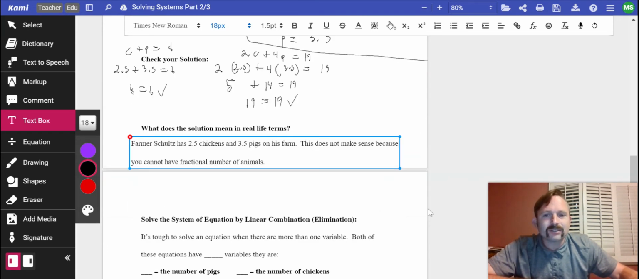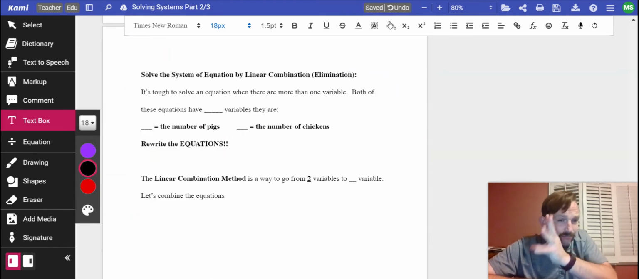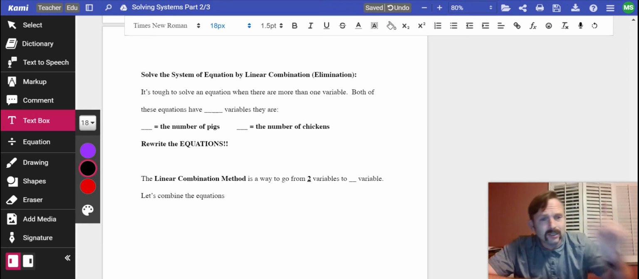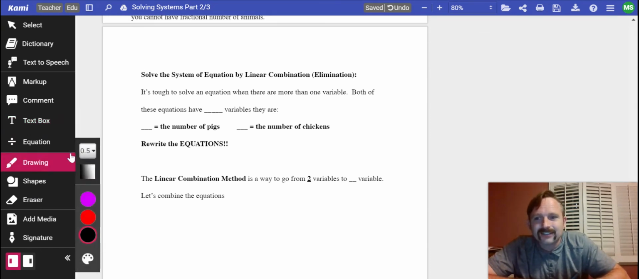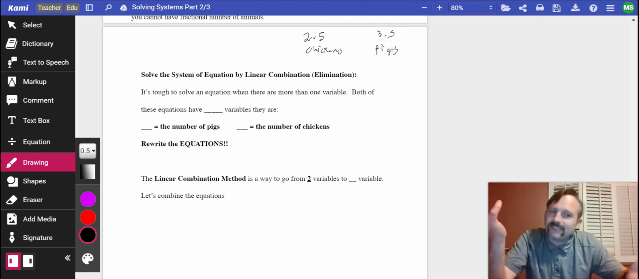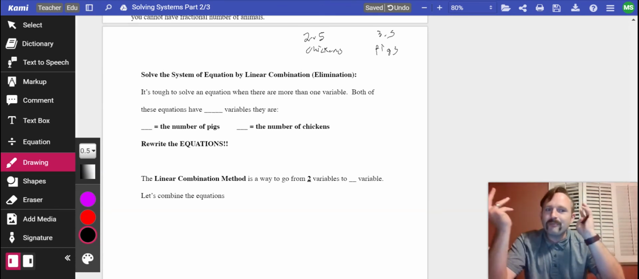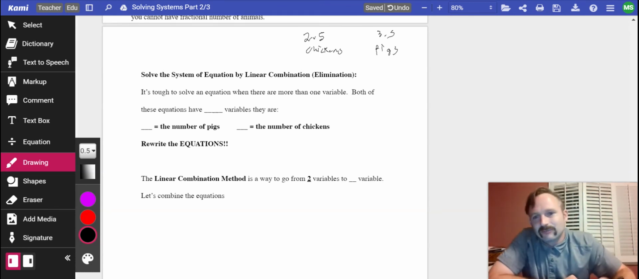So now we have to solve a system of equations by linear combination. So we're going to solve this problem with elimination. We know for a fact that it's going to be 2.5 chickens and 3.5 pigs. Nothing's telling us this is the solution, and it doesn't make sense because you can't have fractions. But that's the solution. Let's continue.